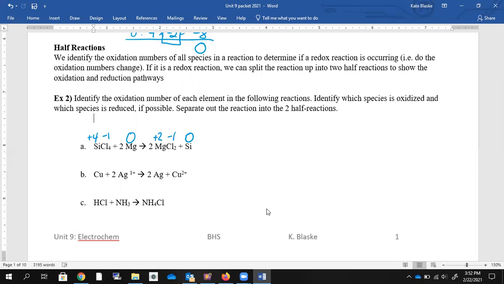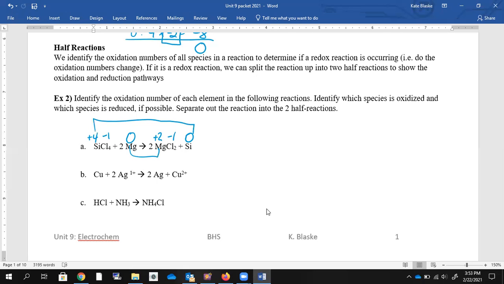So if we look at what's going on, we need to look and see which elements changed oxidation numbers. So silicon went from a +4 to a 0. So that definitely changed. Chlorine went from a -1 to a -1. That didn't change. Magnesium went from a 0 to a +2. So that did change.